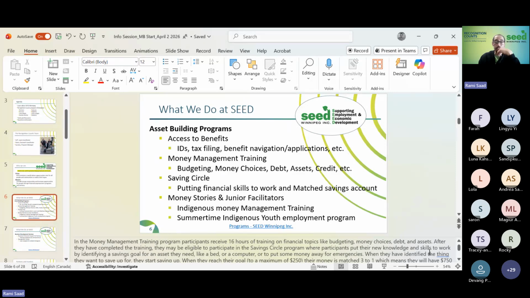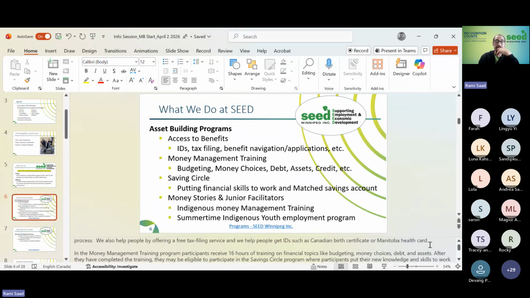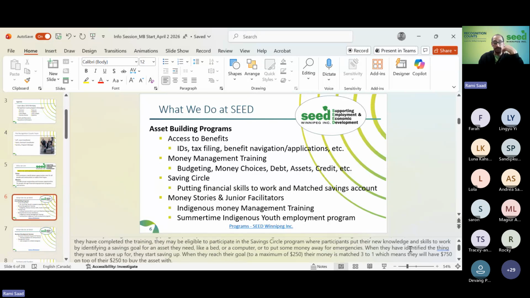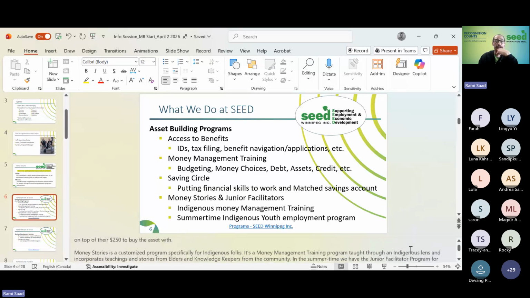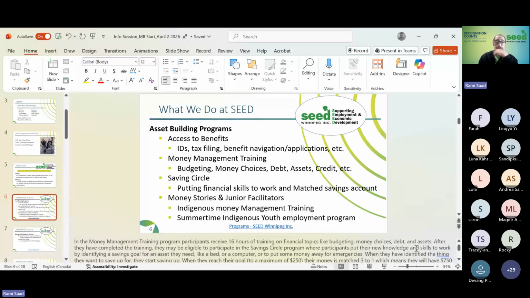The Saving Circle program is a program where you can start saving money towards an essential goal. So if you would like, for example, to purchase a bed or a computer, or you want to put some money away for emergencies. And what you learned from the money management training, you can actually put into practice.